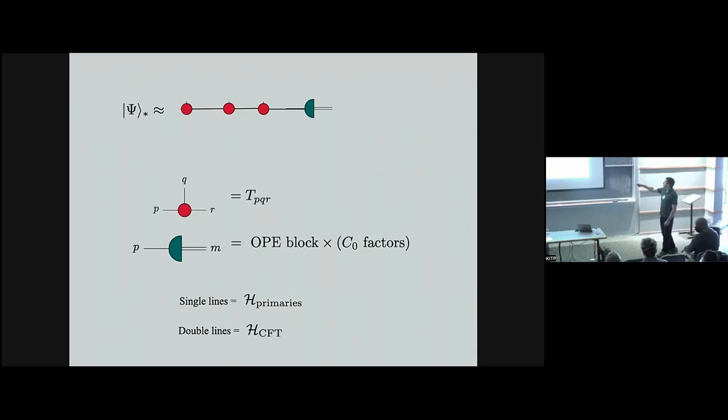It's important that not all of the lines on this network are the same. The internal lines on the network are labeled by primaries. In this case, they're finite dimensional because we've truncated near the saddle. Okay, so each of these internal lines is a primary near the semiclassical saddle. This double line notation at the end of the network indicates a physical CFT state. So the internal lines are primaries, the external line is a physical state.